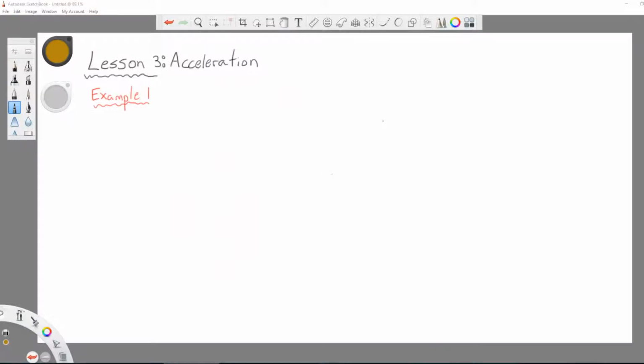In this video we're going to be looking at example 1 in the workbook, and it is actually the only example for this lesson. This example is going to be dealing with a value of negative acceleration actually.